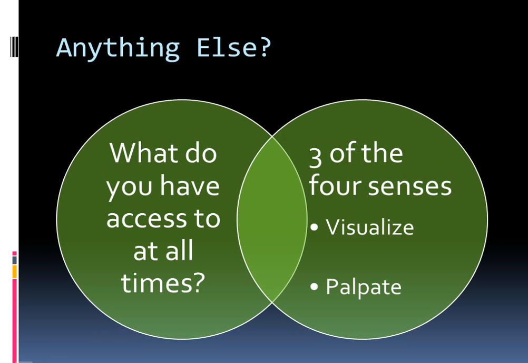All right, so anything else? What do you have access to at all times? Three of the four senses. So we can visualize, we can palpate, and what's the other? So yeah, we need to make sure that we auscultate. We always want to look at that patient, and when we palpate, palpation doesn't just mean pushing on their stomach or pushing on their pelvis as a trauma patient if you think they have a fractured pelvis. Palpating also can be just putting your hands on that patient and feeling for radial pulses.